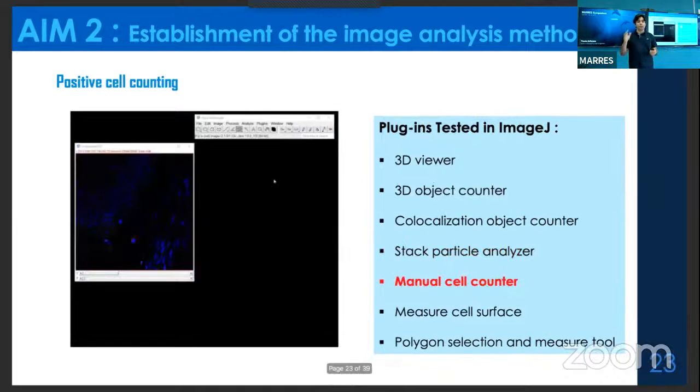Then I compared them to the manual cell counting, so selecting the positive cells manually. And I used a plugin, which is the cell counter, that just keeps track of the cells I counted with a little marker. And this marker is visible in all the images of the stack. So I can go through the whole stack and select the positive cells without double counting the cells.